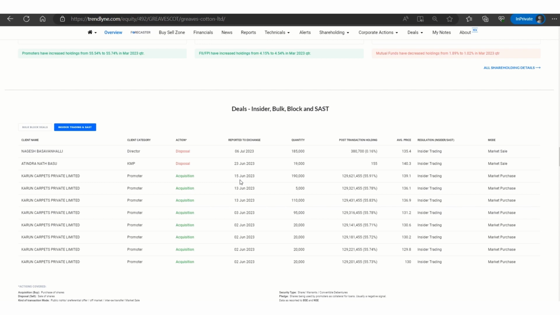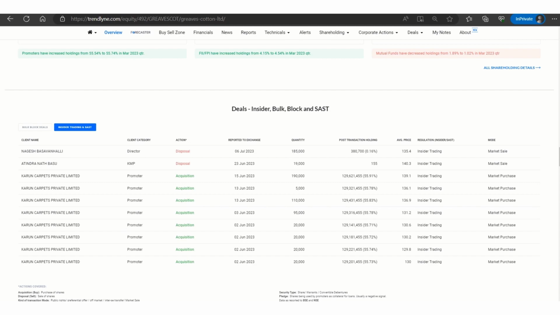Okay. Now you might be confused that the promoter has been buying on 15 June, but the key managerial person and director are selling on 6th July and 23rd of June. Still, the recent data says that the director and KMP have disposed of a good amount of shares. So we are going to consider this as bad news, actually pretty bad news.